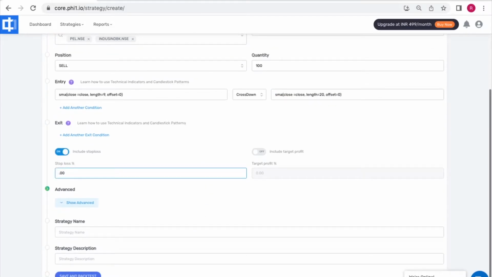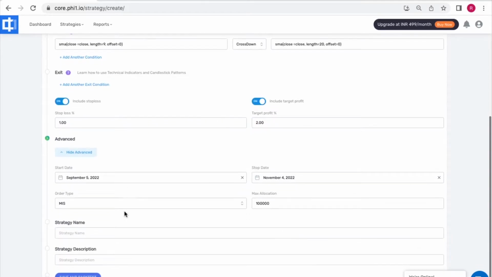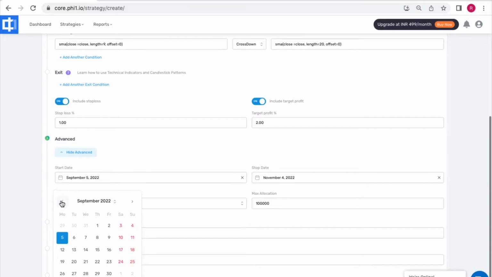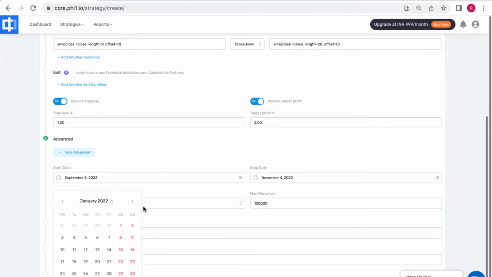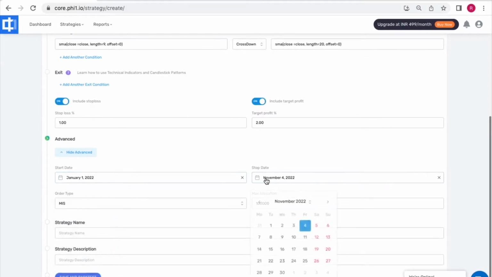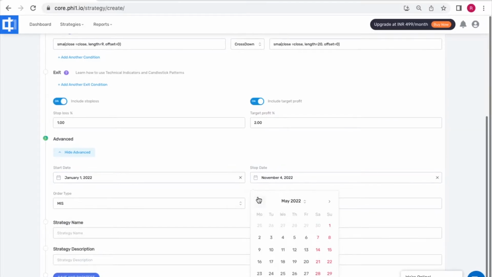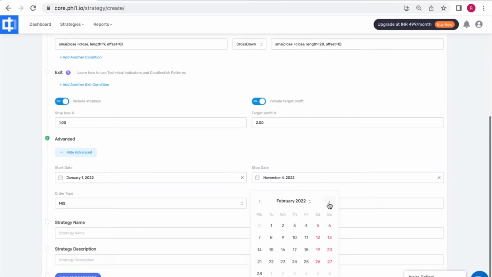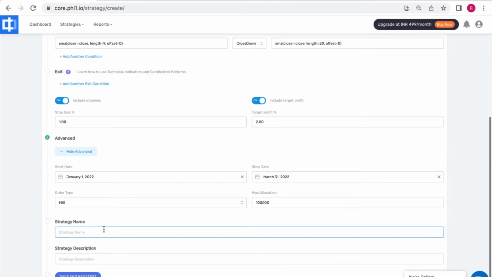For my exit condition, I am adding a stop loss and a take profit. I'm going to select a period of backtesting. Okay, and let's name our strategy and click backtest.